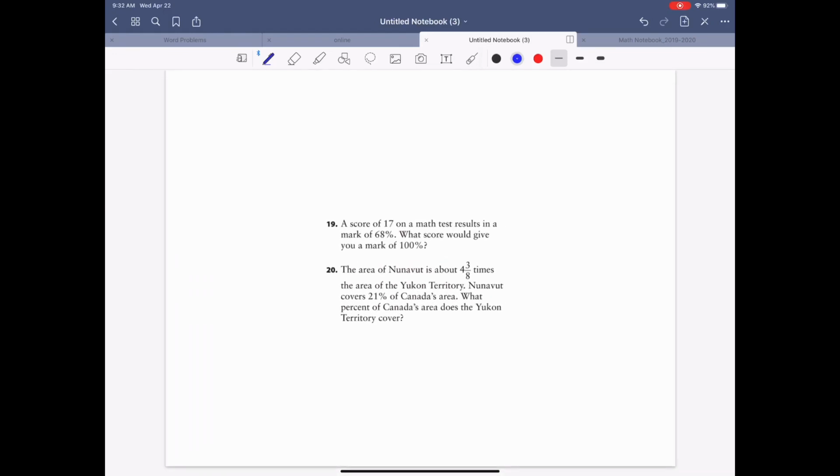Yeah, okay, so this one here, a score of 17 on a math test results in a mark of 68%. What score would give you a mark of 100%? Okay, so basically, you don't know, so it's asking you about what the full mark is, okay? So you guys are really good at calculating your marks, so full mark equals x, basically. And you got 17 out of your full mark, which gave you a 68%.